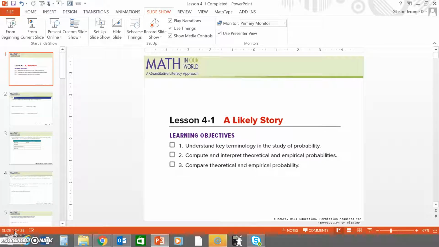Hello class, we're about to start lesson 4.1 from Math 130, and it's titled A Likely Story. We have our learning objectives, which is to understand key terminology in the study of probability, to compute and interpret theoretical and empirical probabilities, and number 3, compare theoretical and empirical probability.